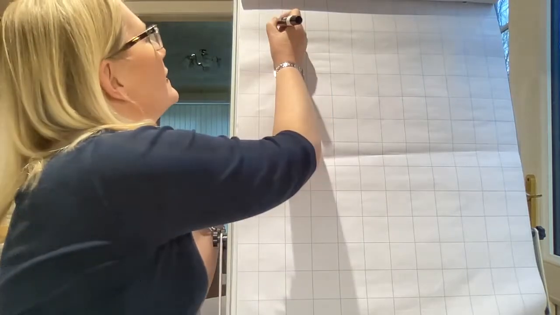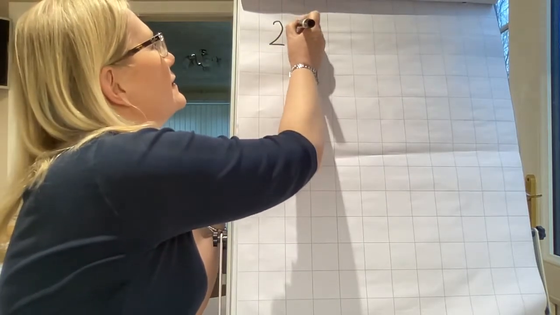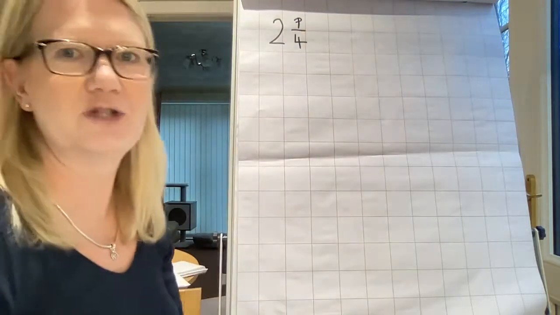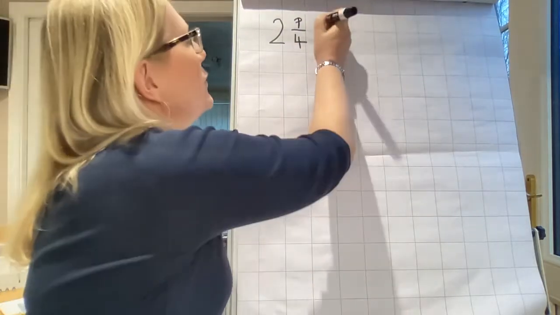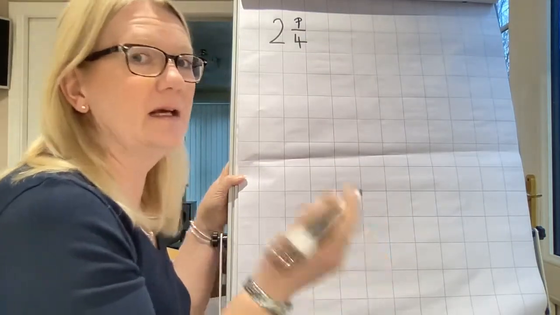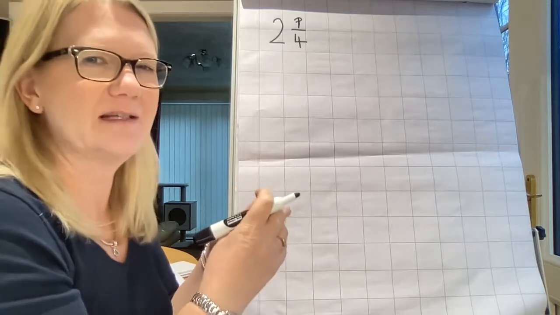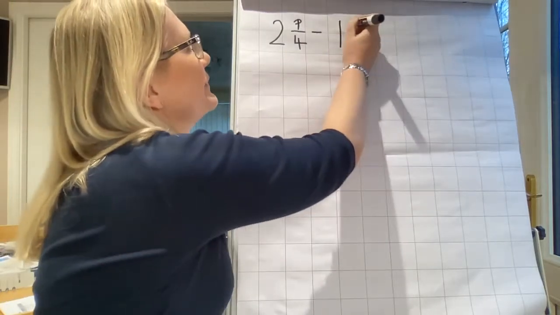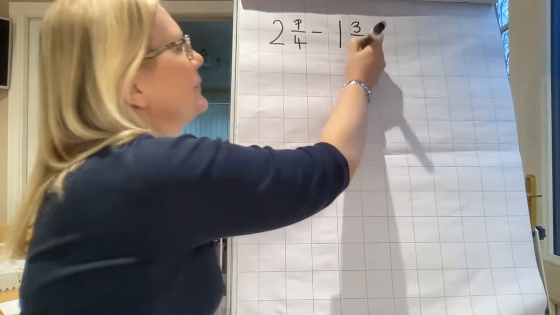So, 2¼ miles altogether to the shop. And I've walked 1¾ already. It's quite a long way for me. So I need to find the difference between these to find out how much is left. So it's going to be subtraction. There we go. Right.